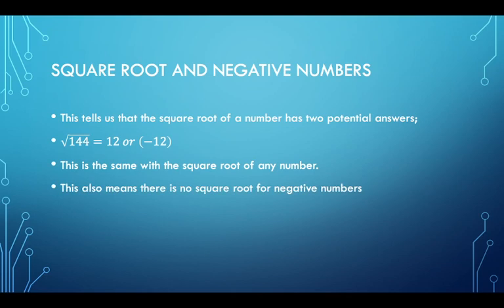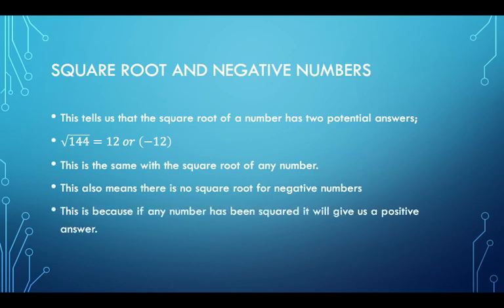This also means that there's no square root for negative numbers. This is because any number that has been squared will give us a positive answer. So whether it's a negative number or a positive number, if it's been squared, the answer will be positive.